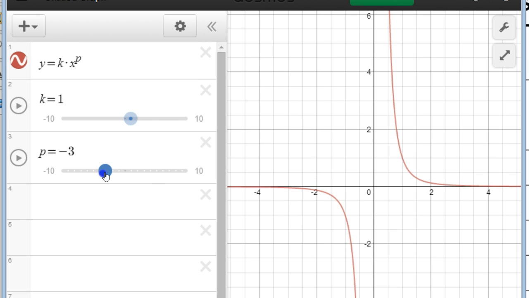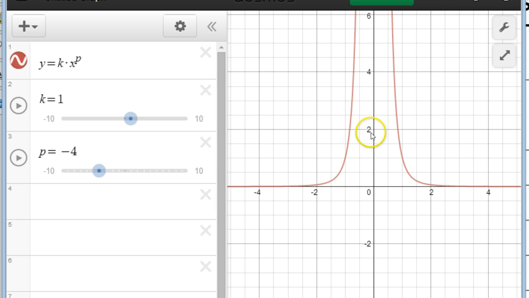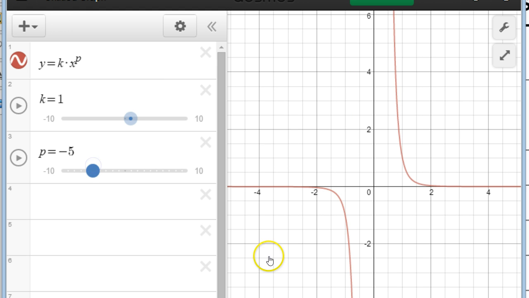Let's go to -3. Now we're back to two opposite sides. And when I change it to -4, we're back to a different set of graphs here. So it seems to note that when p is a negative even number, we have these two branches, as we call them, basically hugging the positive y-axis and having an asymptote at the x-axis. And when we have p being an odd number, we have the two branches on opposite ends. And that's when p is negative.